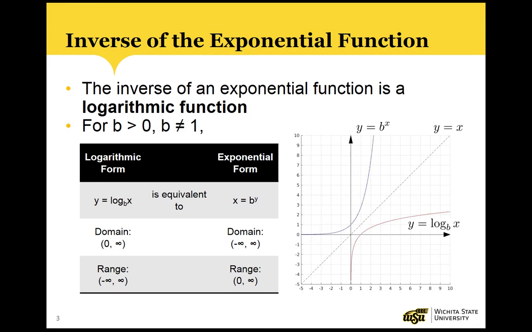The inverse of an exponential function is a logarithmic function, which is given by this formula. If we have a base b that is greater than 0 and not equal to 1, we also have an equivalent exponential form of this logarithmic function given as so. We see that we have switched the domain and range for these two functions because we have switched the positions of the independent and dependent variables, y and x respectively.